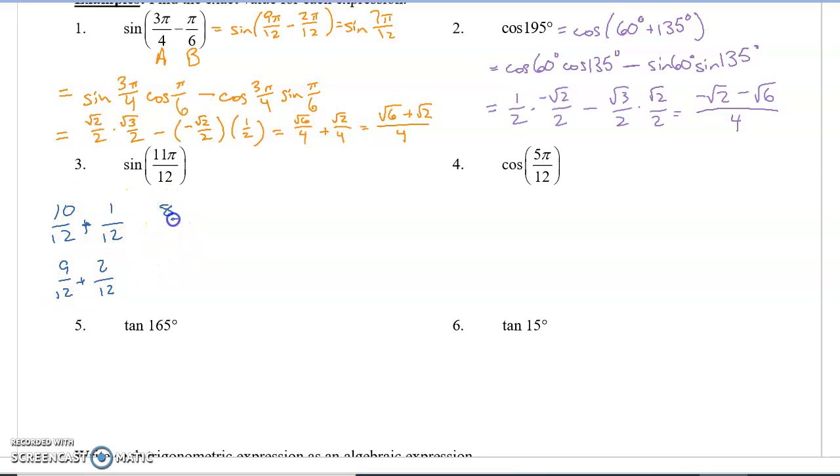I could also try 8 over 12 plus 3 over 12, right? Because 8 plus 3 equals 11. And these guys reduce as well. So I'm going to use this. I'm going to say that the sine of 11 pi over 12 is equal to the sine of, this reduces to 2/3, so 2 pi over 3, plus this reduces to 1/4, so pi over 4.